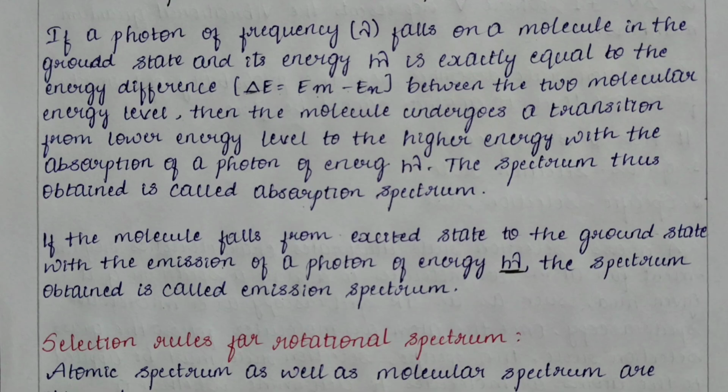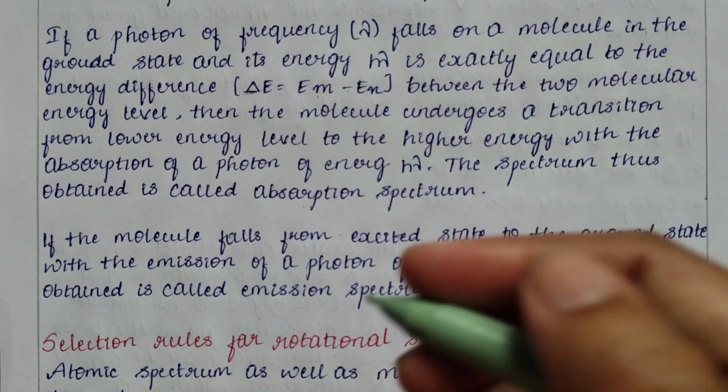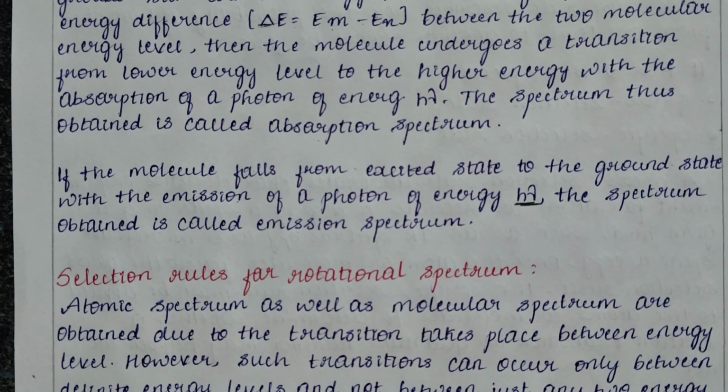By knowing the selection rule, we can predict which transition can occur and explain the appearance of spectral lines, which also helps in the interpretation of atomic and molecular spectra. Now let us see the selection rule for rotational spectrum.